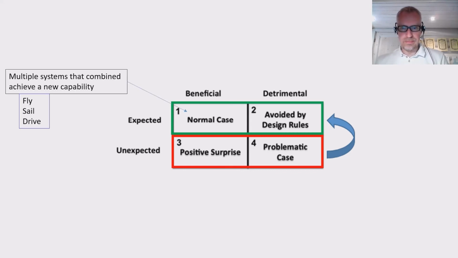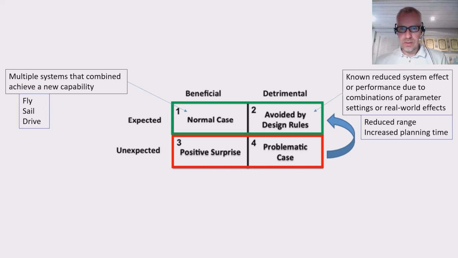To give you some more information with examples in each quadrant, starting with the number 1, the normal case, we typically engineer systems to achieve certain behaviors, like when we combine multiple subsystems, we achieve new capabilities, like the system is now capable of flying or sailing or driving. The next quadrant we can avoid by design rules, which is expected detrimental behaviors, where known reduced system effects or performance due to combination of parameter settings or real-world effects, like reduced range or increased planning time for our system, we can now mitigate in design or avoid by operational procedures.